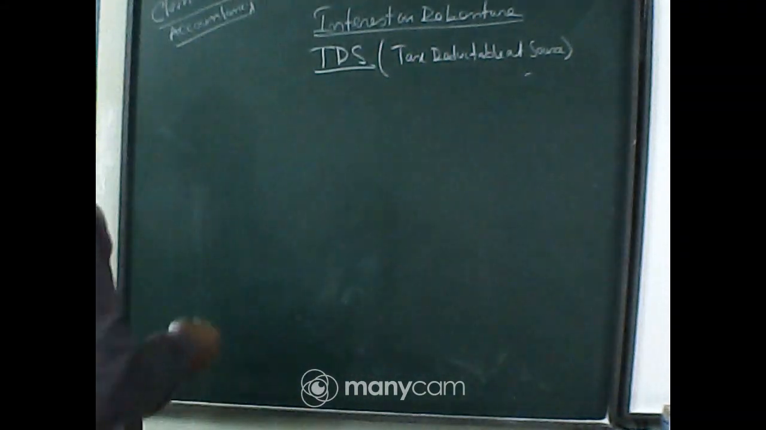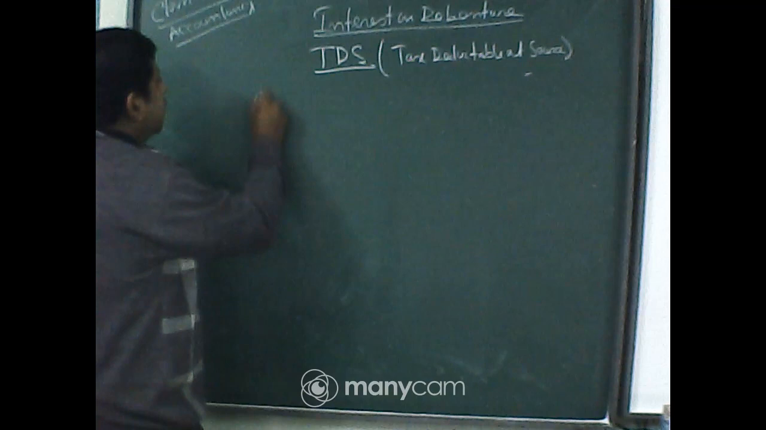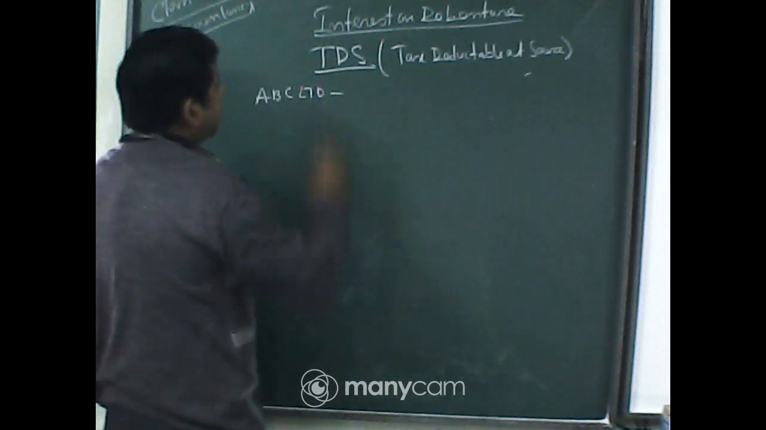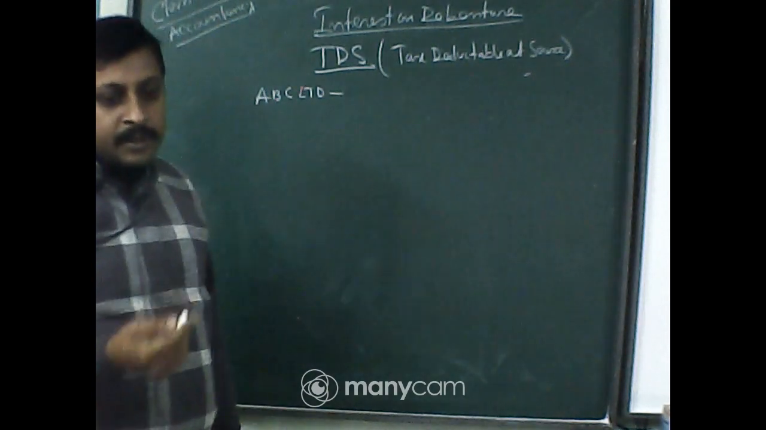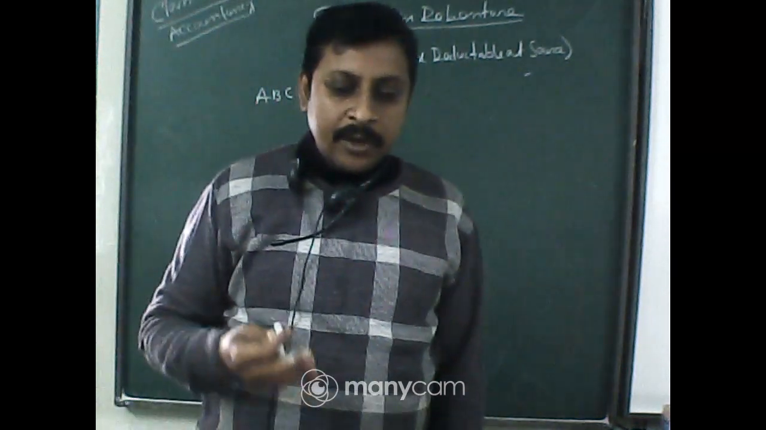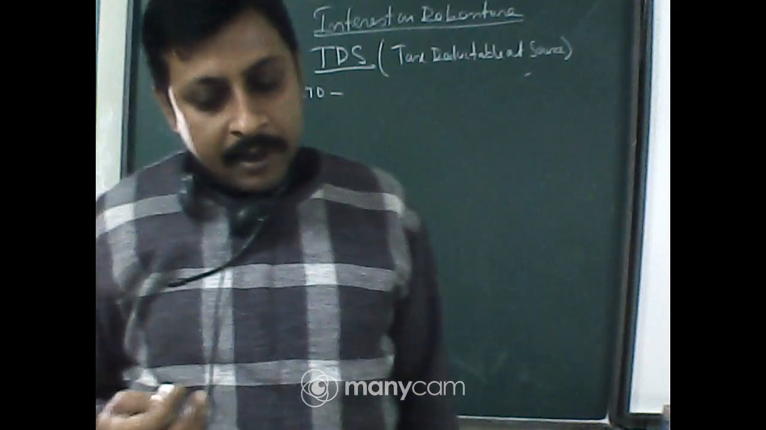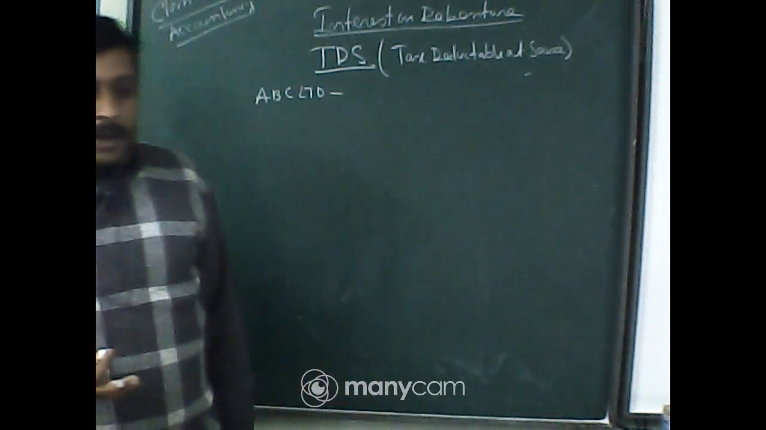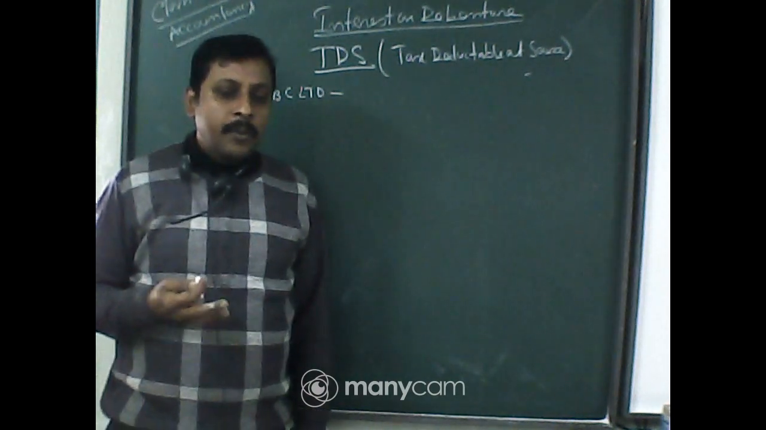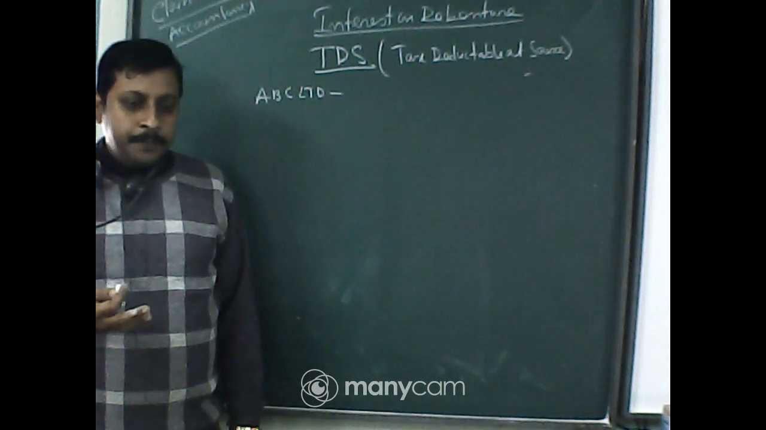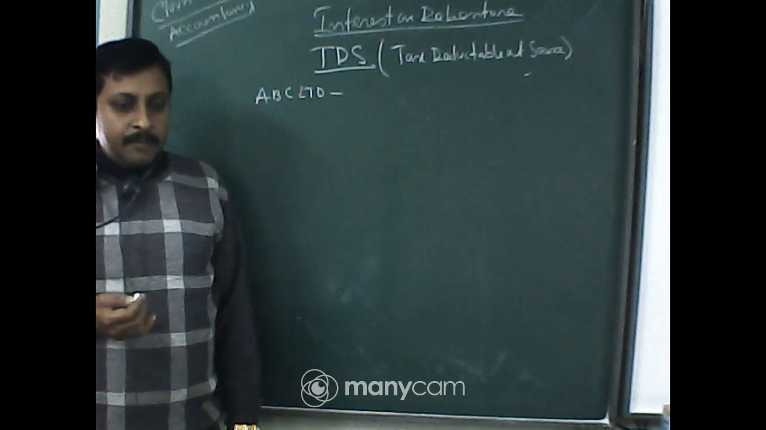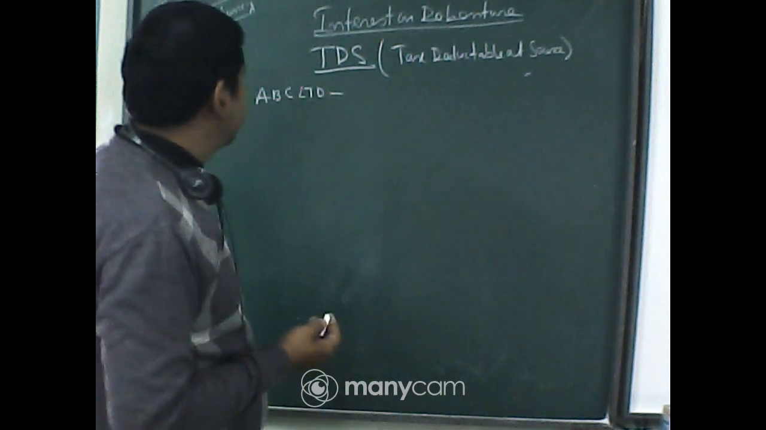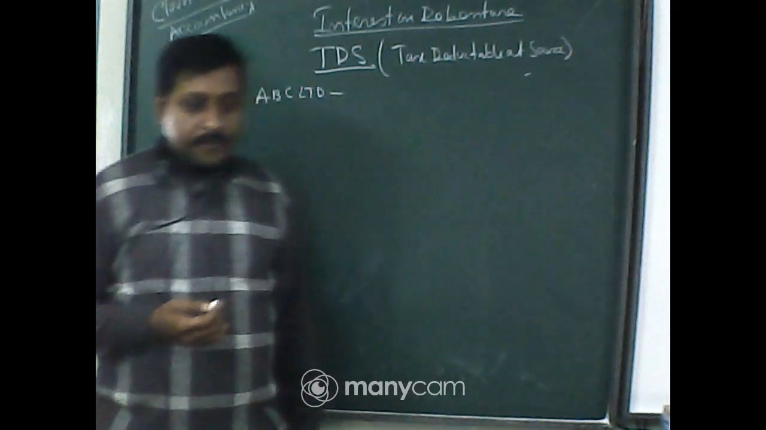Here, whenever a company, suppose there is a company ABC Limited, gives interest to the debenture holder, the interest is the income of the debenture holder, right? So interest is the income of the debenture holder. Upon this interest, the government will charge a tax. This tax is called TDS, tax deducted at source.